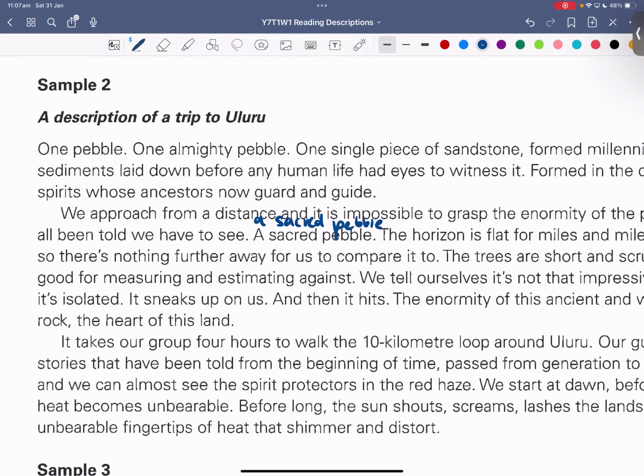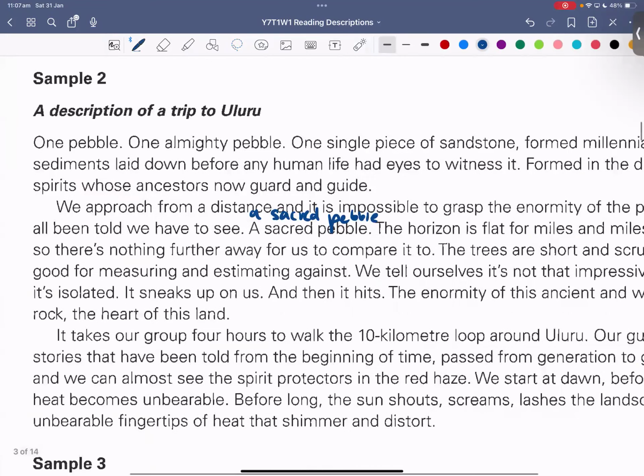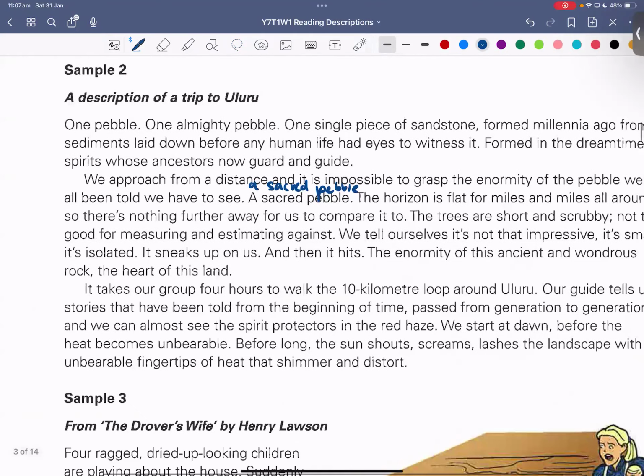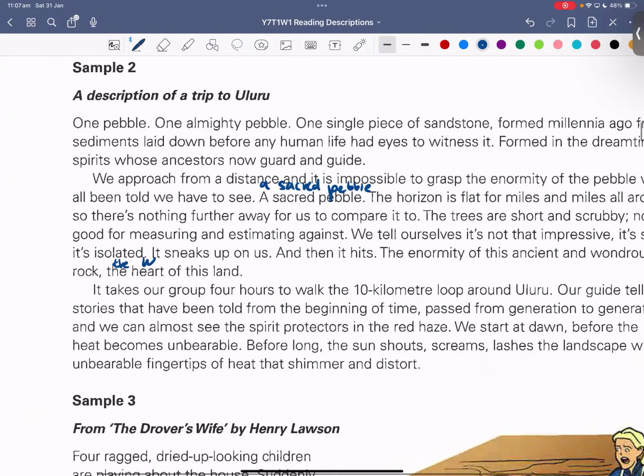Does anyone else have any that make it seem special? "The heart of this land." Maybe that's quite a romantic use of language to call this place the heart of the land.